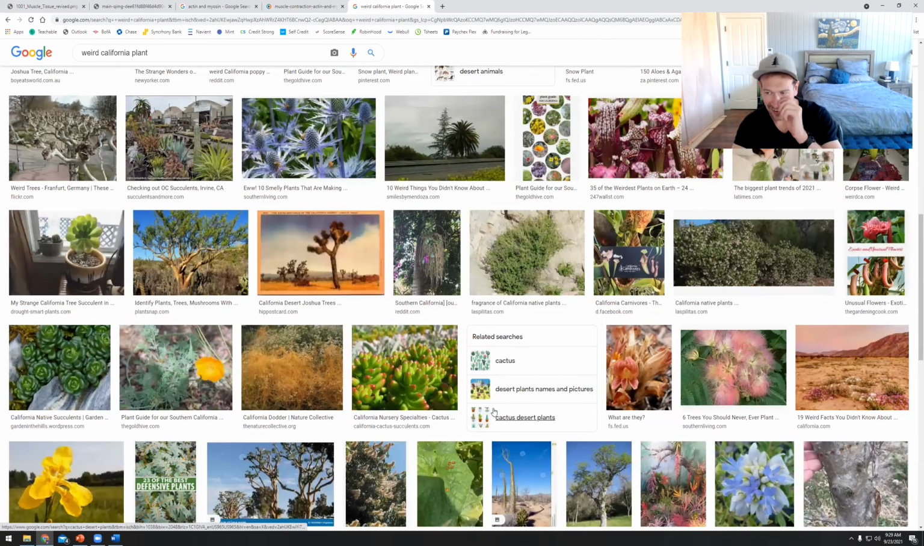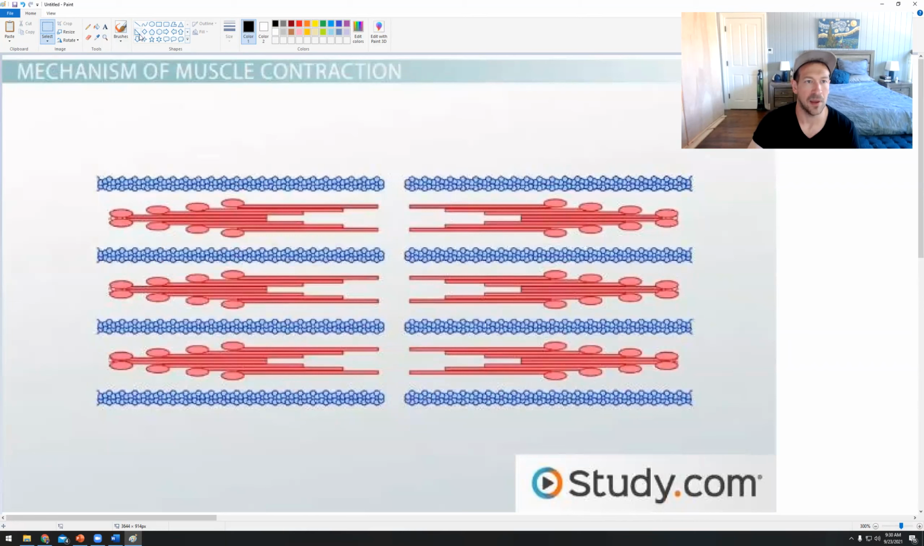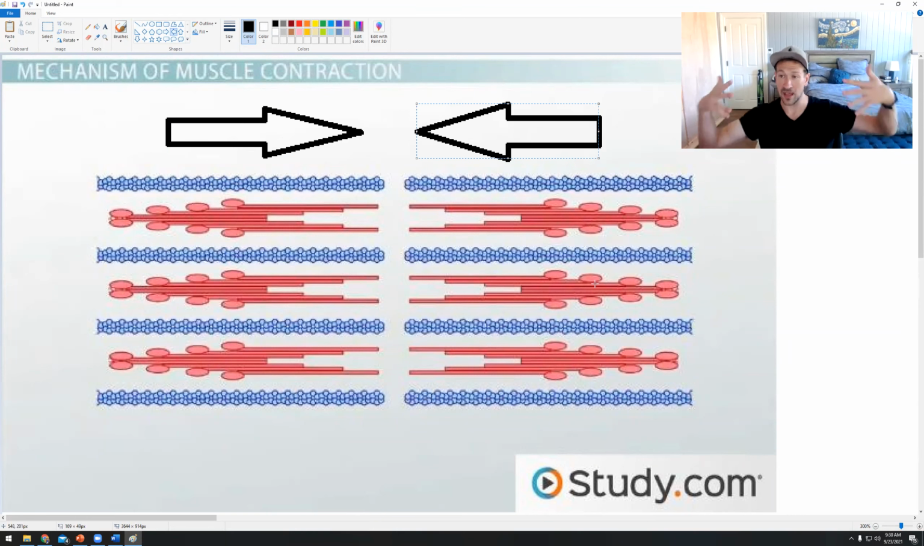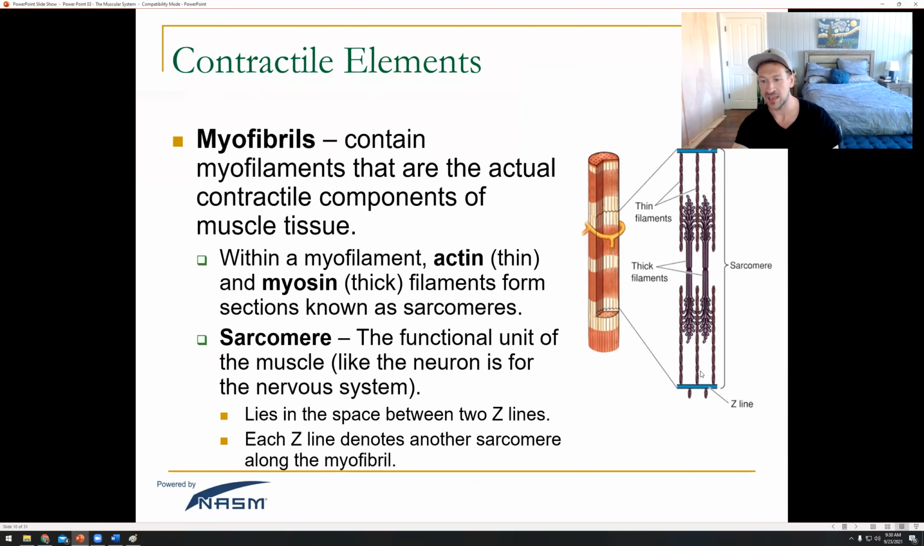So what's going to happen is these guys are basically going to pull this way, and the proteins on the other side are going to pull this way. And so the entire thing is going to slide like this. And that's why they're arranged the way they are. Now, this is going to be arranged end to end to end to end.